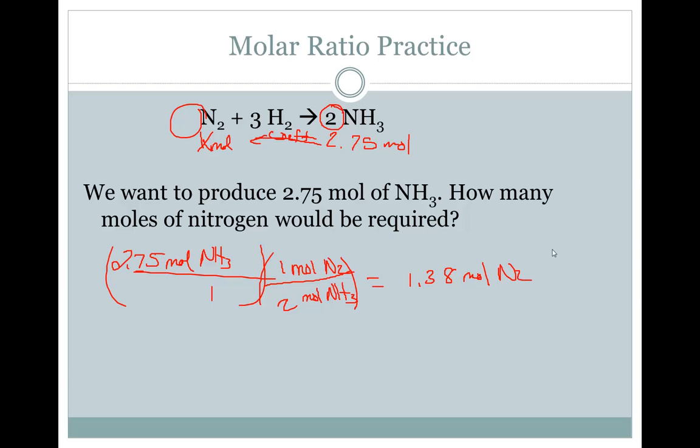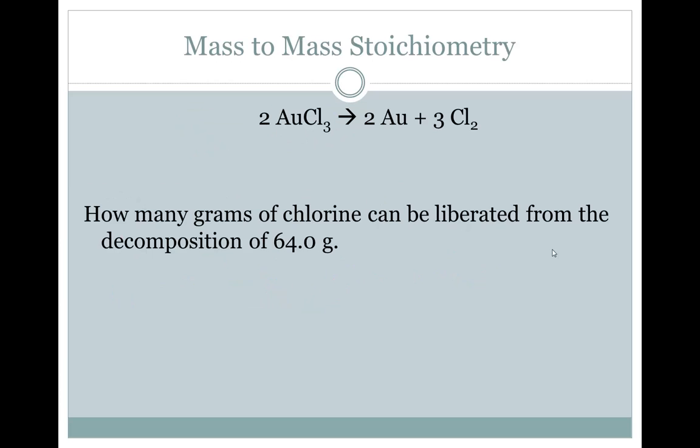Let's get a little bit more difficult here. Let's start talking about grams and using the molar mass with it as well. So this time, how many grams of chlorine can be liberated from the decomposition of gold 3 chloride, 64.0 grams? Alright, so we're going from one compound to another. We still need to get the coefficients to do that.